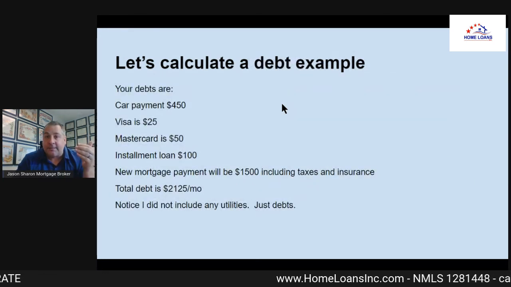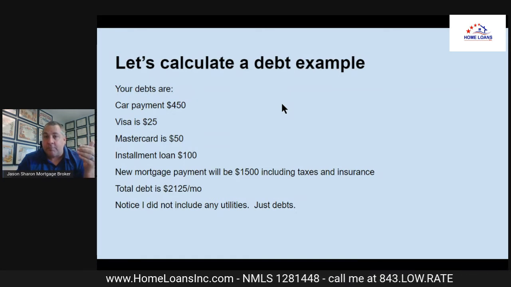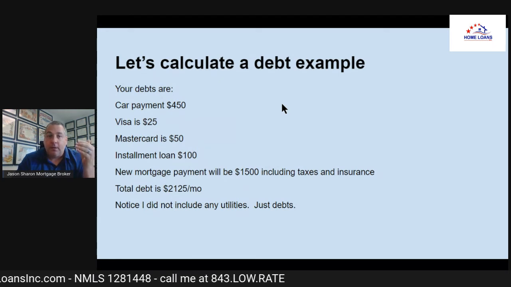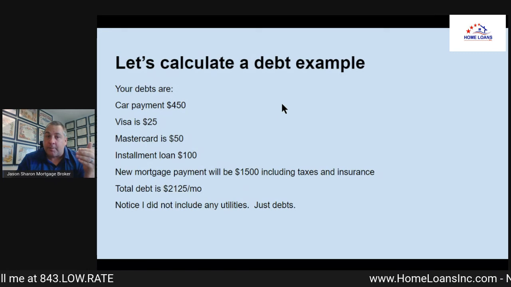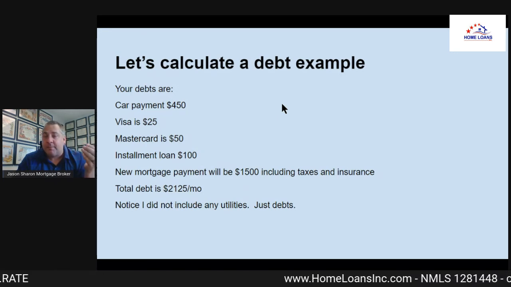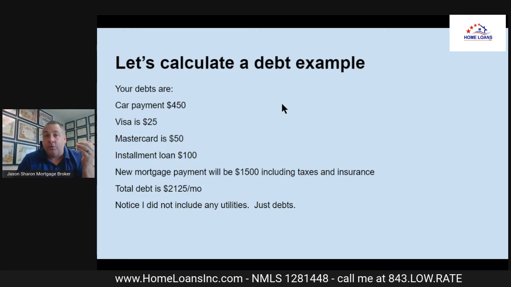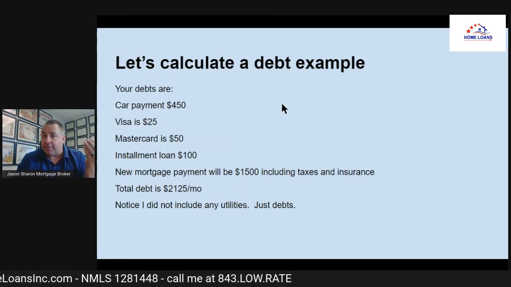Let's calculate a debt example. Let's say your car payment is $450. Your Visa is $25 a month minimum payment. You go off the minimum payment for revolving accounts. You have a MasterCard of $50 per month, an installment loan of $100 per month. And let's say the new mortgage payment is going to be $1,500 per month, including tax and insurance. And it also includes your homeowners association fees as well. So your total debt is $2,125 per month.